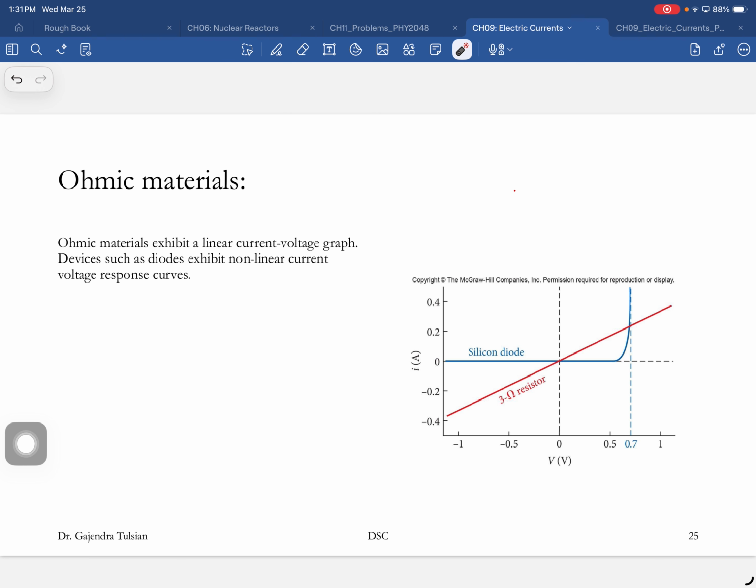A diode is a non-ohmic device. Transistor is a non-ohmic device, and all those kinds of stuff. Okay. We'll talk about thermistors in a second. Those are non-ohmic devices and stuff like that.